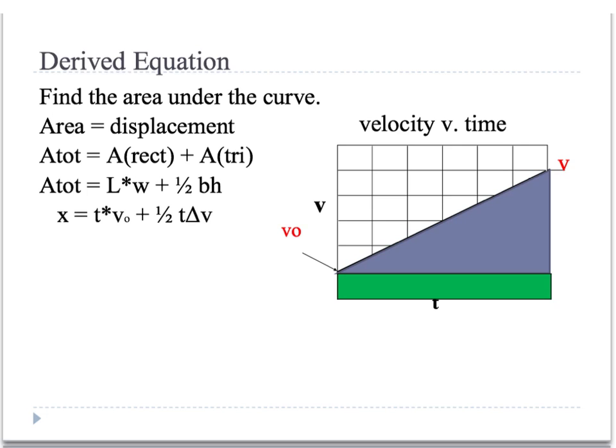And then I'm going to sub in the variables that I have for this particular graph. So my length on my x-axis is time. So that's why I put that in there. My width is going to be VO. It'd be VO minus 0, which is just VO. And then plus, my triangle is going to be 1/2 base times height, where base again is along the bottom. And the delta V I got from saying V minus VO, which equals delta V. So this distance from there to there is actually delta V.